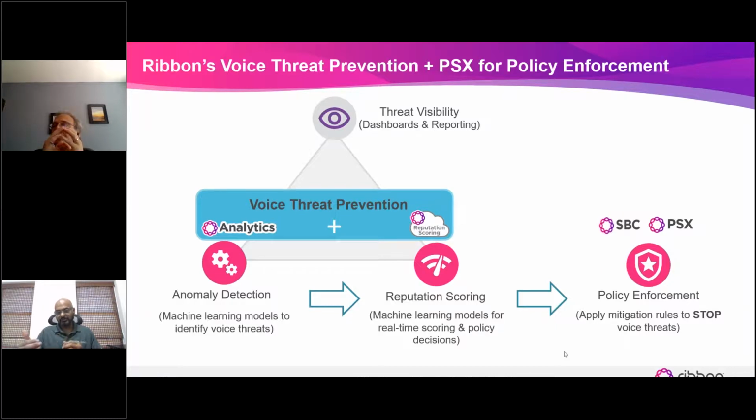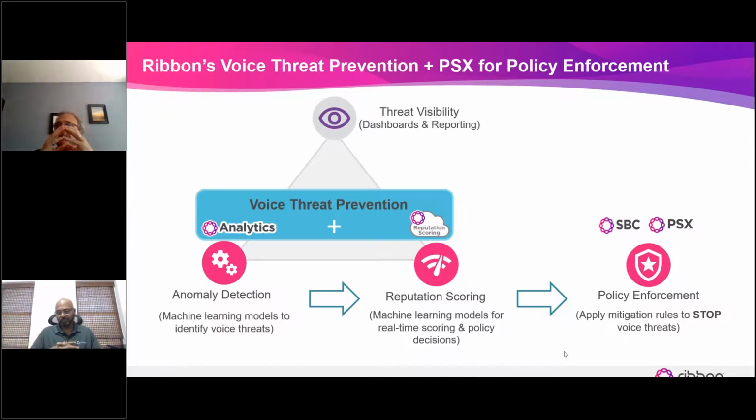In cases where there is an SBC and a PSX, both of them can join together to provide the enforcement capabilities like I described before. We can block calls, we can reroute calls, we can send calls to voicemails, and there are different types of policy enforcements we can take.